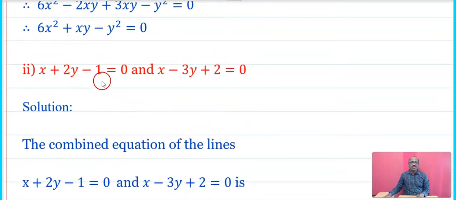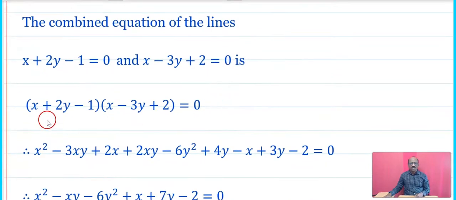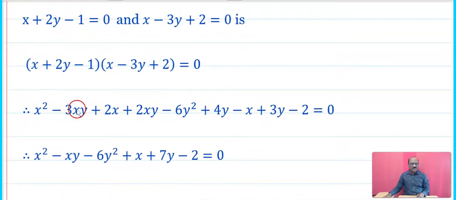Next is x + 2y - 1 = 0 and x - 3y + 2 = 0. Again the combined equation is the product of these two lines. You can perform the product: in the first bracket x + 2y - 1, into the second bracket x - 3y + 2, equals 0. x into x gives x², x into -3y gives -3xy. Next, x into 2 gives 2x.